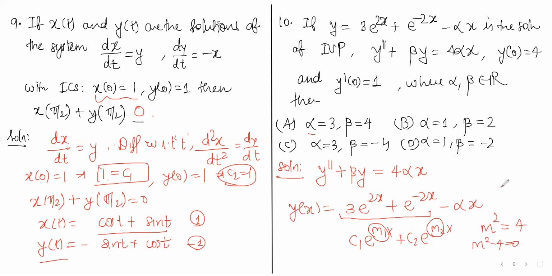What is the equation, by the way? It's d^2y/dx^2 minus 4y equals 0. That means if I compare this equation with this, I get beta to be minus 4. So if beta is minus 4, there is only one option correct, that is C, discarding all the other options as incorrect.